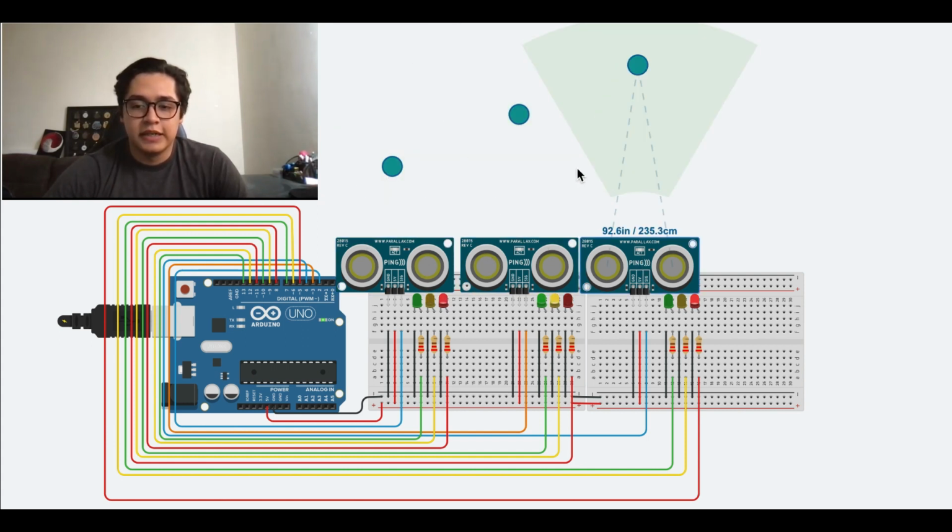from left to right. But when we change the distances, the sequence of the LEDs changes to 1, 3, 2. If we move the distances again, the sequence changes to a 3, 2, 1. And if we continue to move the distances, the LEDs follow a 2, 1, 3. And finally, the last configuration will be a 2, 3, 1.